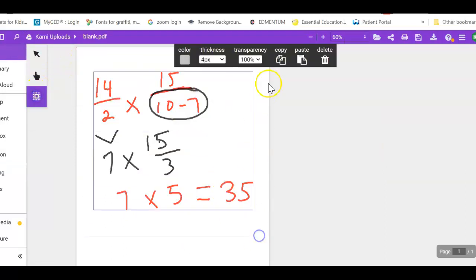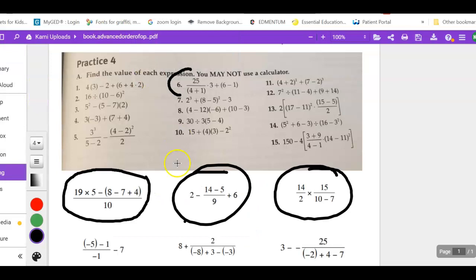Promise, a few more. All right, I see what you're looking at. Let's do this. You want to do that? Let's do that. Let's give it a shot.